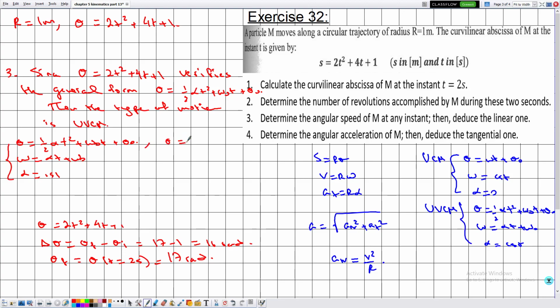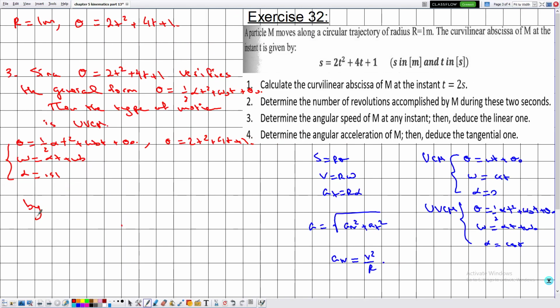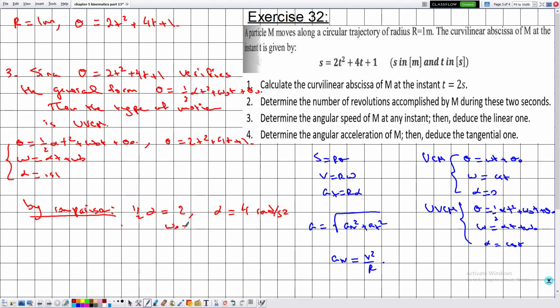The given form is theta equal to 2t squared plus 4t plus 1. We are interested in determining the angular speed at any instant, which is omega. In order to do so, we need to determine alpha and omega 0 separately. So by comparison, we have that half alpha is equal to 2, which means that alpha is equal to 4 radians per second square. As for omega 0, comparing linear terms, we have that omega 0 is equal to 4 radians per second. In this case, omega is equal to 4t plus 4.